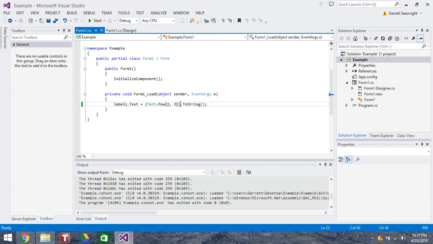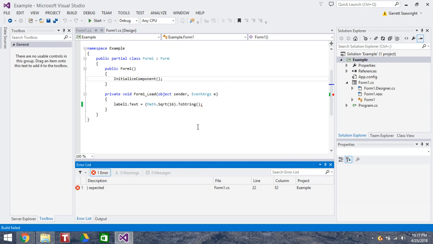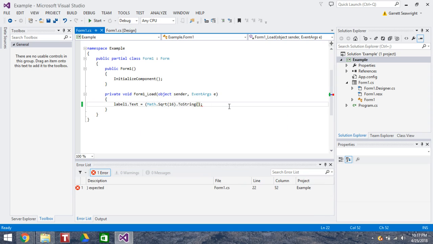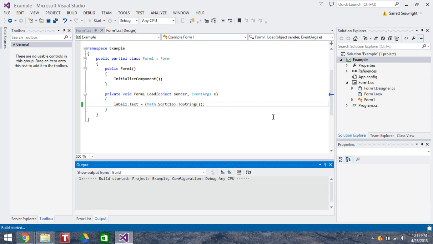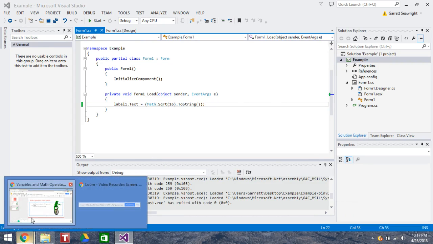And same thing, we could do Math.Sqrt. Let's go ahead and get rid of that. Math.Sqrt, and then the double that you want to take the square root of. So let's go with 16. Not bad. Very good.